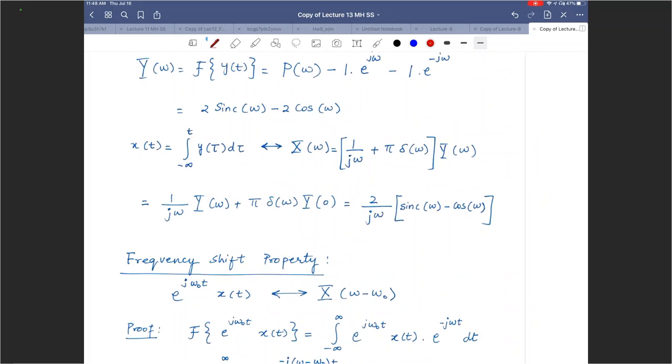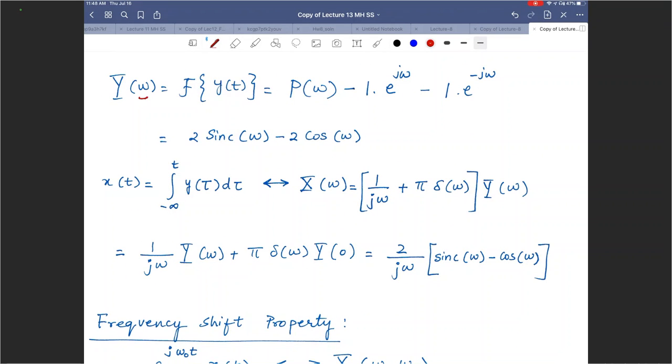Fourier transform of y of t is simply Y of omega, which is the Fourier transform of p of t plus delta of t plus 1 minus delta of t minus 1. So I have to write their individual Fourier transforms. I've got P of omega minus 1 times e to the plus j omega minus 1 times e to the minus j omega. We discussed that earlier. Now, P of omega is simply 2 sinc omega.